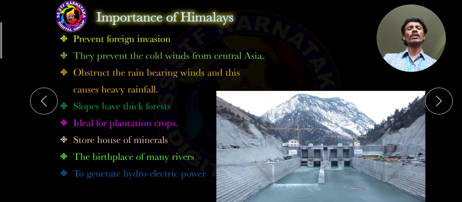So dear students, these are the importance of the Himalayas. Very easy. The first one, prevent foreign invasion. Second, they prevent the cold winds from Central Asia. Third, obstruct the rain-bearing winds, and this causes heavy rainfall. Fourth, slopes have thick forest. Fifth, ideal for plantation crops. Sixth, storehouse of minerals, the birthplace of many rivers, and to generate hydroelectric power. These are the importance of the Himalayas.